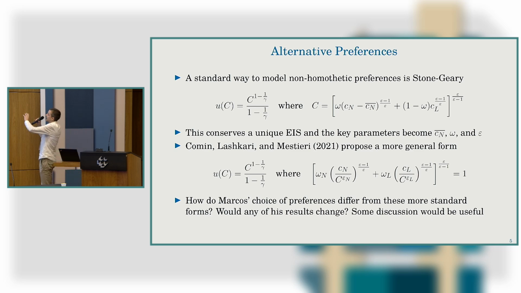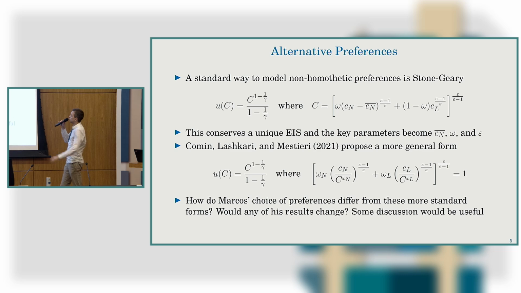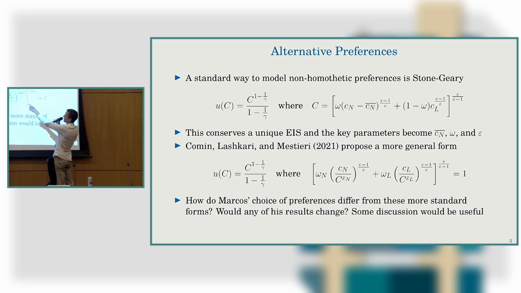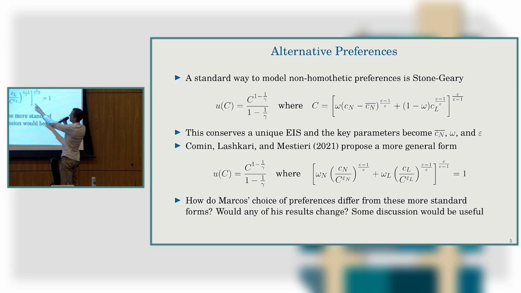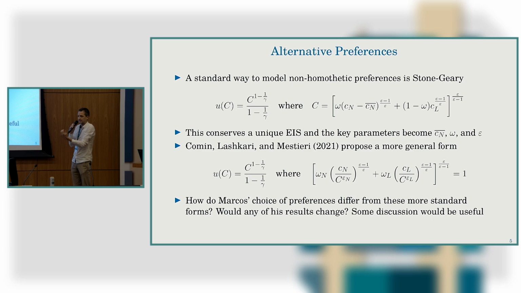The standard Stone-Geary preferences assume a unique elasticity of intertemporal substitution, gamma, but then they have a composite basket for luxuries and necessities, and this C N bar is the subsistence term. So you need to consume an amount of necessities to live, and that creates the non-homotheticity. So what would happen if you were to use this more standard form?